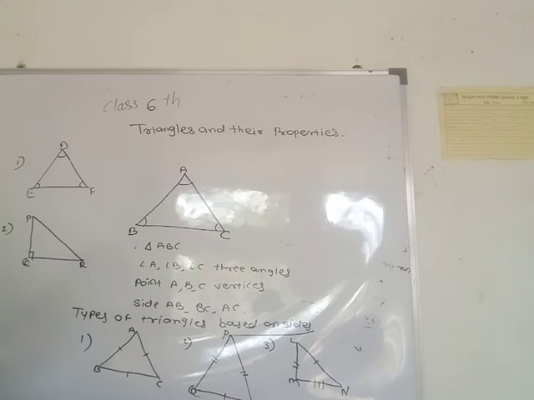Then the third one, obtuse angled triangle. This triangle DEF is an obtuse angled triangle, means a triangle with one angle obtuse. See here, this one angle is obtuse and the remaining two angles are acute. A triangle with one angle obtuse is called an obtuse angled triangle.